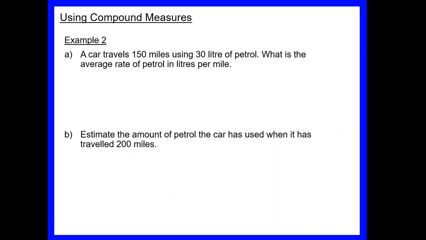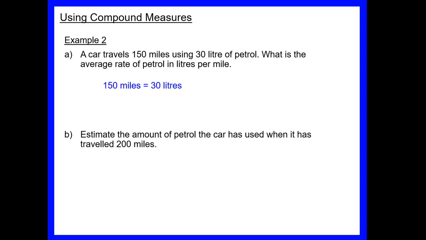Okay, so our next set of examples then. We've got a car travels 150 miles using 30 litres of petrol. What is the average rate of petrol in litres per mile? So litres per mile means how many litres are we going to use for 1 mile? So when it says per something, that's per one of those items.